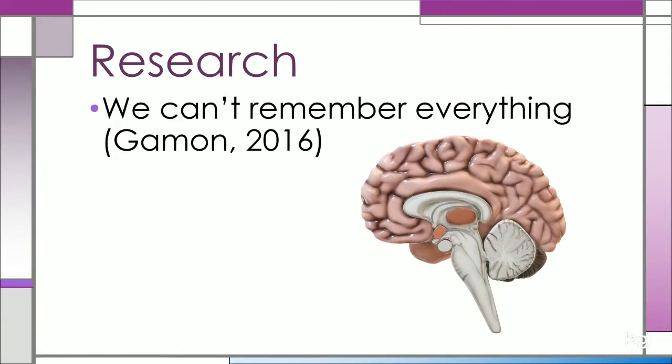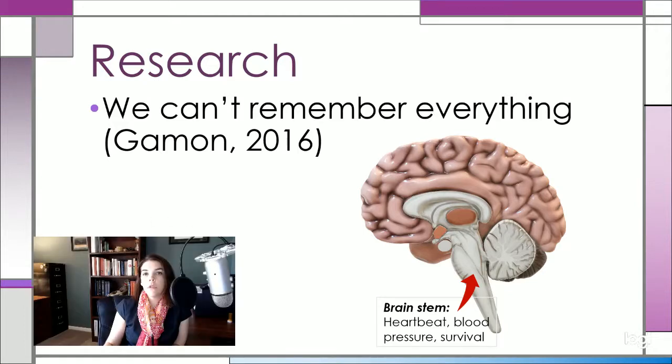So let's talk about parts of the brain. The very bottom of the brain, we have the brain stem. And this part of the brain is responsible for heartbeat, our blood pressure, our survival. So when you're thinking about what's necessary to survive, those parts of our survival come from the brain stem. That part of the brain is making sure that we continue to do those things and continue to live.